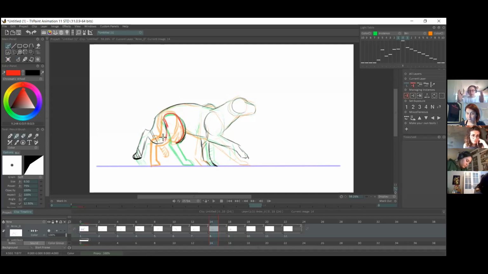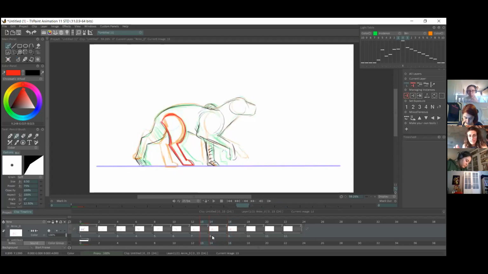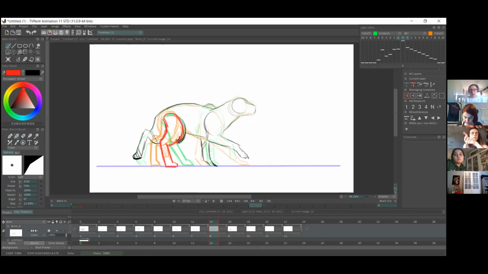Because it's such a big jump from the position it was in here to here, you can see in the onion skin. It's a bit sudden, so the best way to smooth it out is to draw a position in between the other frames.